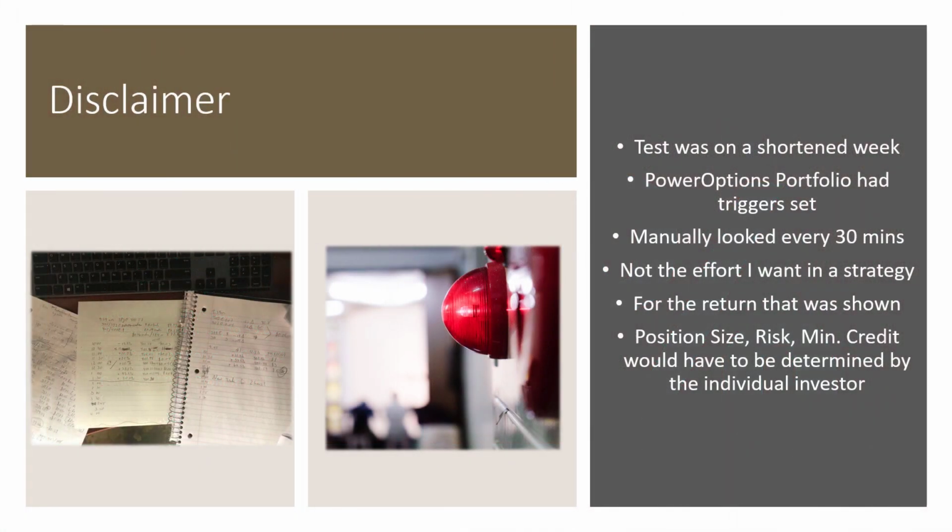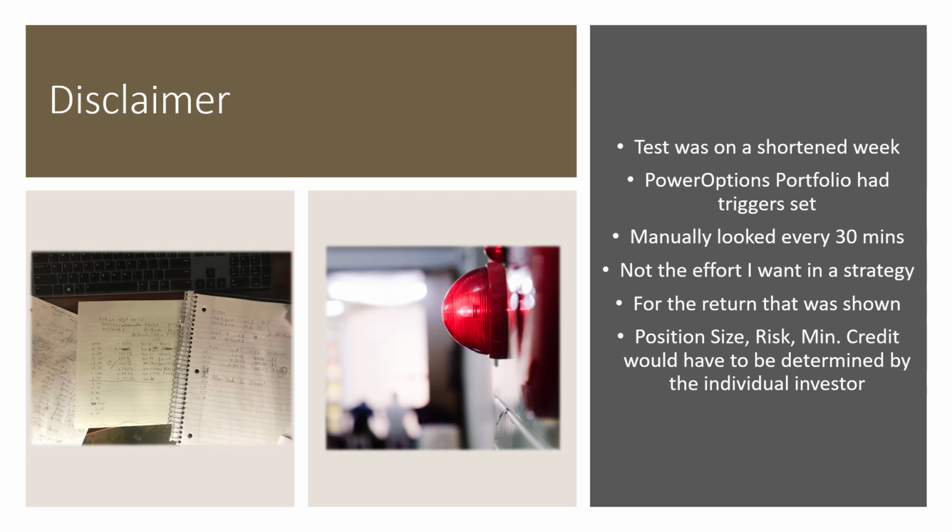The full disclaimer: this test was done on a shortened week. Although we did use the Power Options portfolio tools to set alerts for a 50% profit or 50% loss, we manually tracked this every 30 minutes so that we could see the data and you could see the data. We could share it with Anthony, how each trade did every 20 minutes, every 30 minutes or so, sometimes every 15 minutes as we got closer to the expiration.